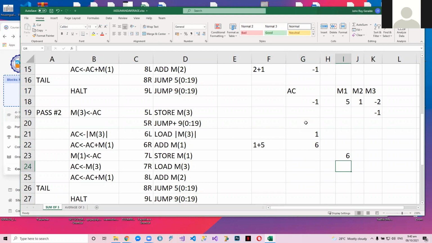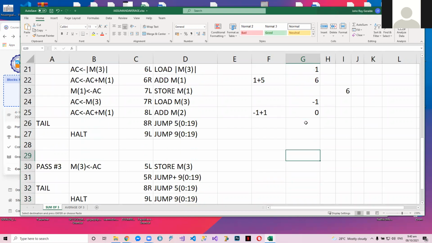Do you follow? We have computed the partial sum. Then we compute the next addend. No? Load M3. So the accumulator becomes what? Negative 1. Okay. Add M2. So this becomes negative 1 plus 1. This becomes a 0. Okay. And then we go back. Okay. And then we go back up because there's no condition. We just have to go back. So we're in the third pass now. No? Do you follow?